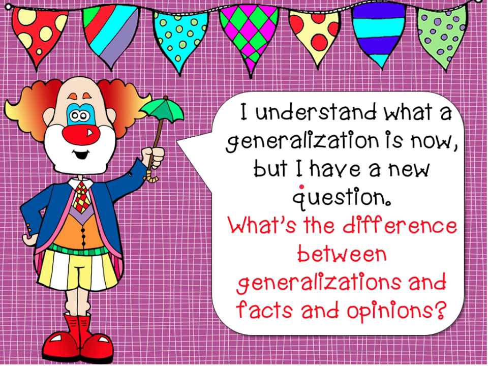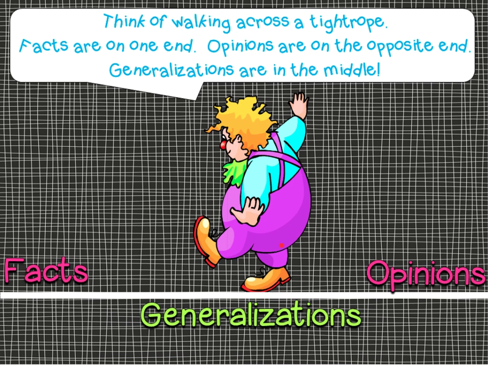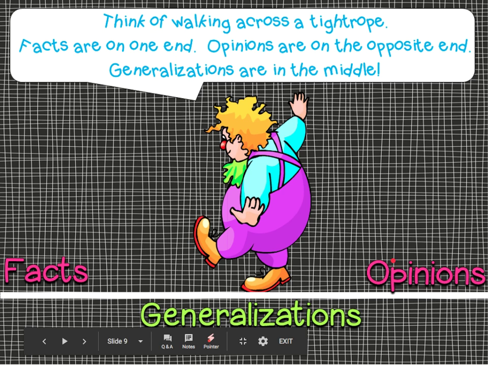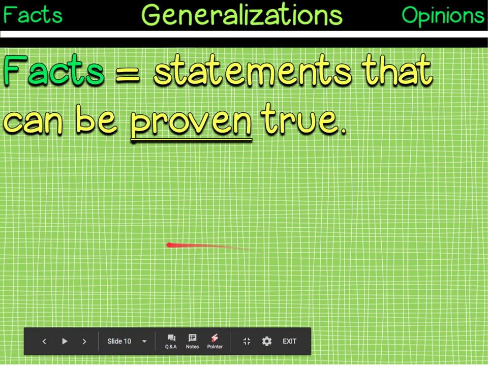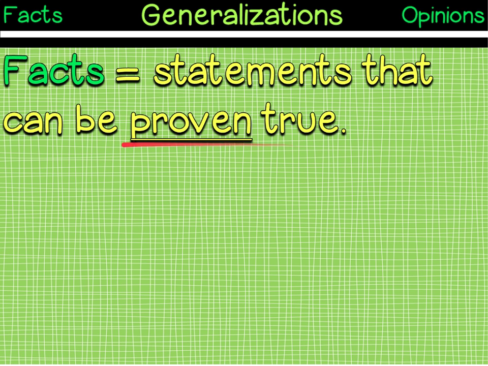Okay, so we know what generalizations are, but there's a lot of differences between generalizations, facts, and opinions. So think about walking across a tightrope. Facts are on one end, but opinions are on the other end. So facts, these are things that can be proven true, while opinions, these are what you think. Generalizations are kind of flirting with that line, or are somewhere in the middle. So when we think about it, facts are things that can be proven true. Okay? Hint, hint, put it in your notes.